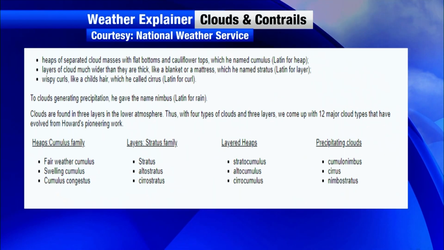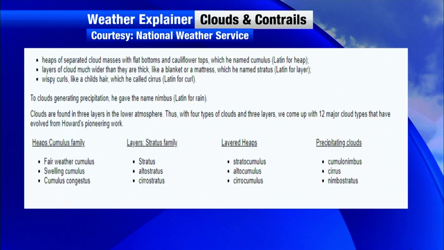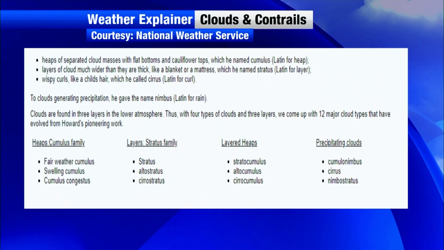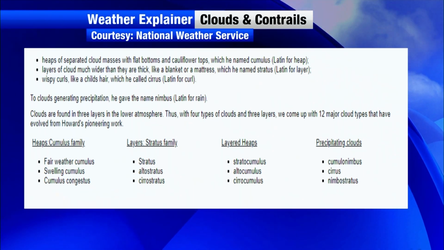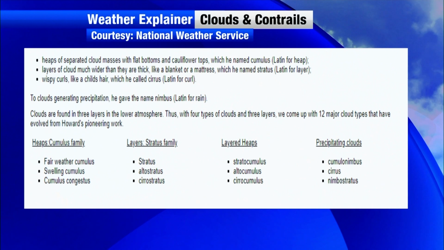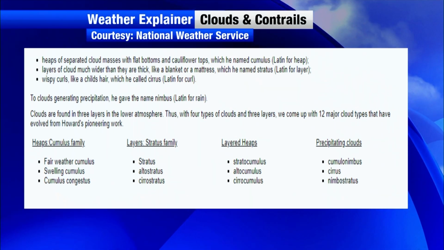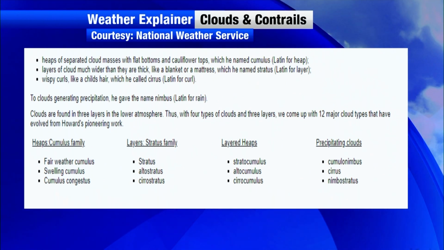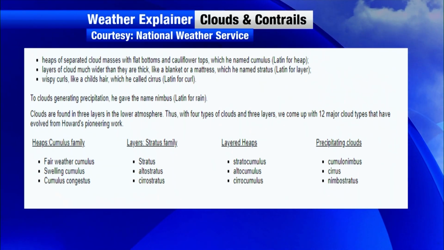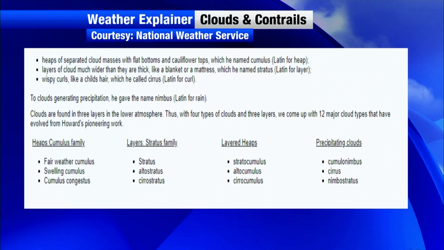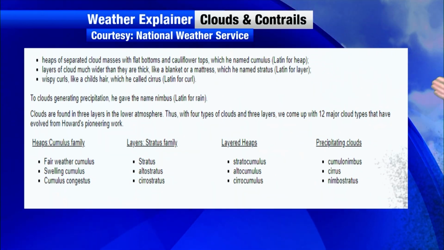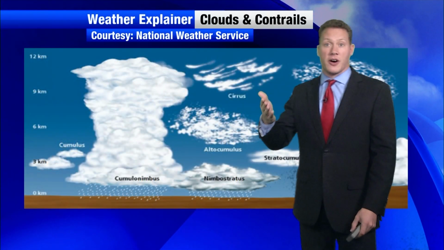Stratus is more the ones that are really wide but not so thick, and they're more like a blanket or a mattress up in the sky. Those are stratus. And then cirrus is the ones that kind of look like long hair, just real wispy clouds that are stretched out. Now you have all the different types there, 4 different cloud types, nimbus also for the ones that carry rain, in 3 different levels of the atmosphere. That leads to 12 major cloud types.